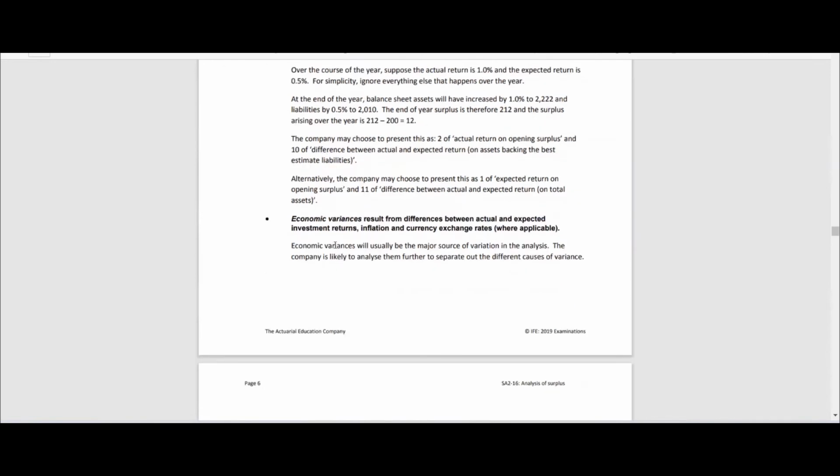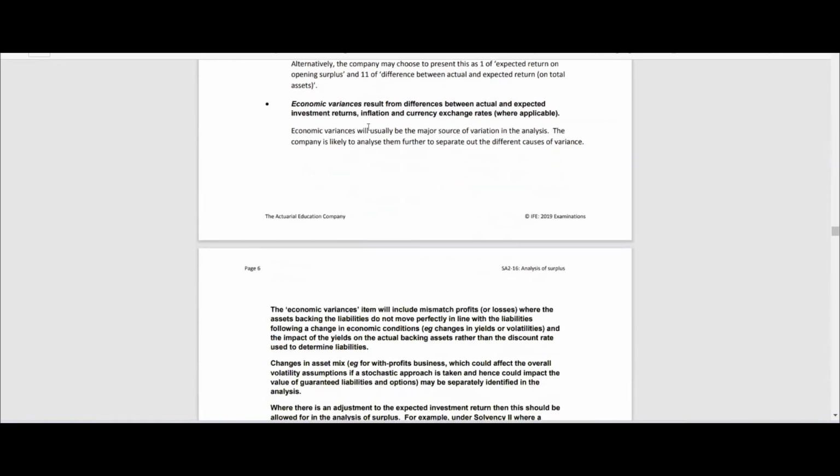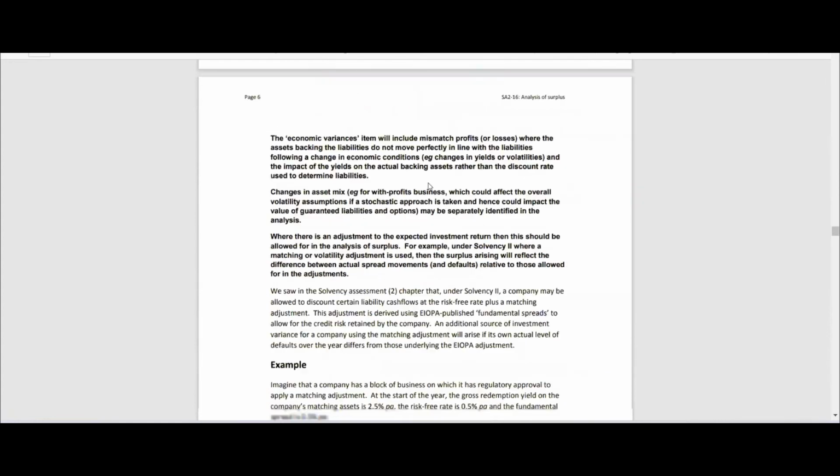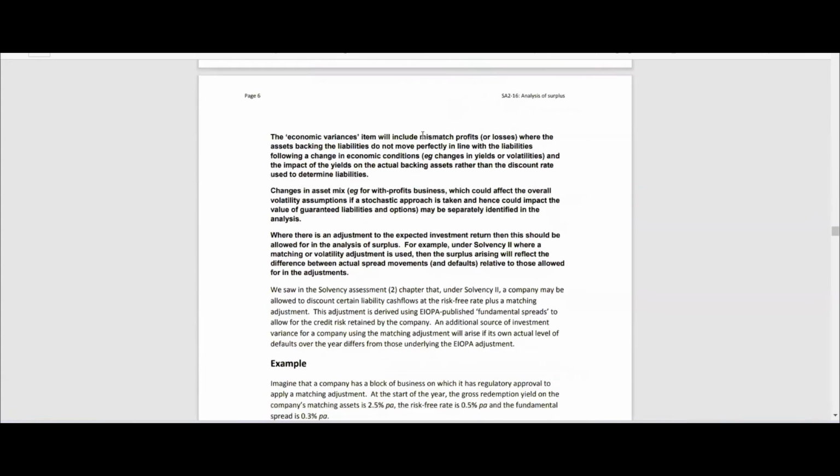What we call economic variance covers investment, inflation and currency exchange rate. I have already mentioned investment and inflation; currency exchange was kind of missed. An economic variance item will include the mismatch profit. If you remember our asset liability management, the insurance company always tries to mismatch a bit because that will generate profit.